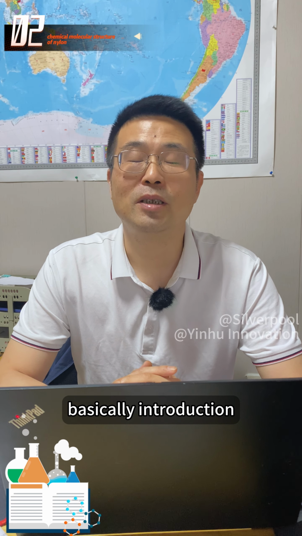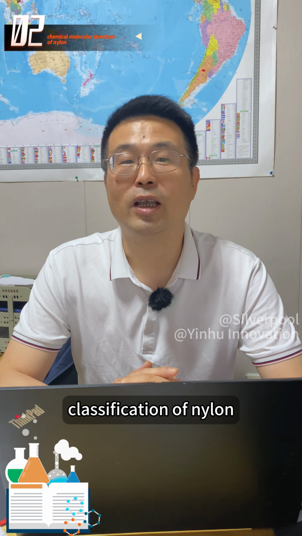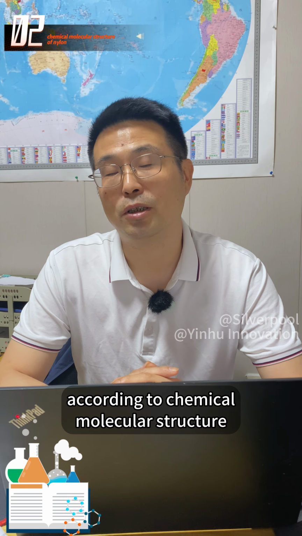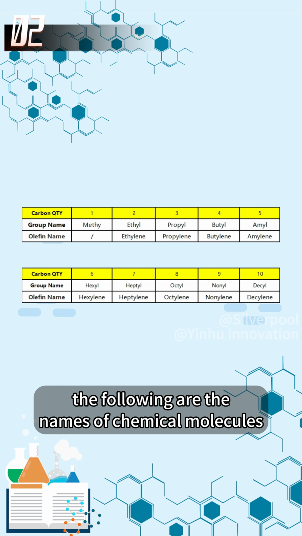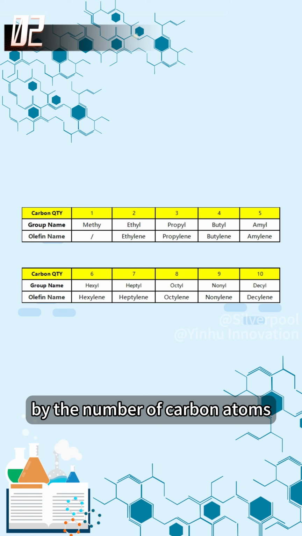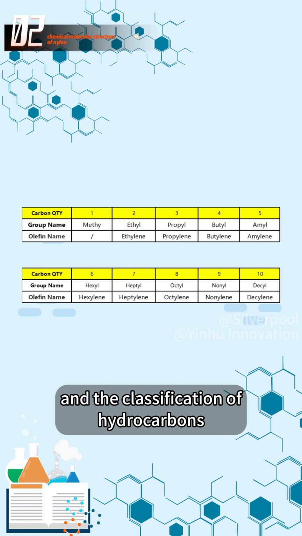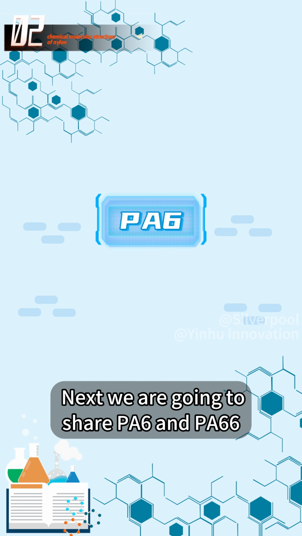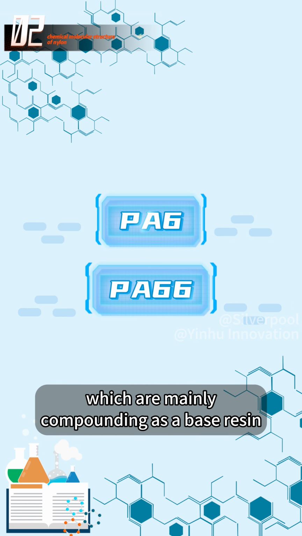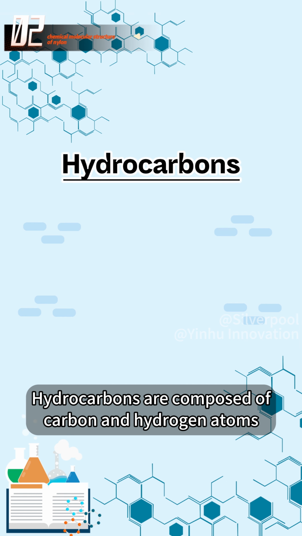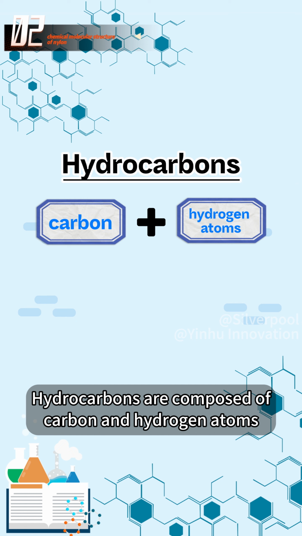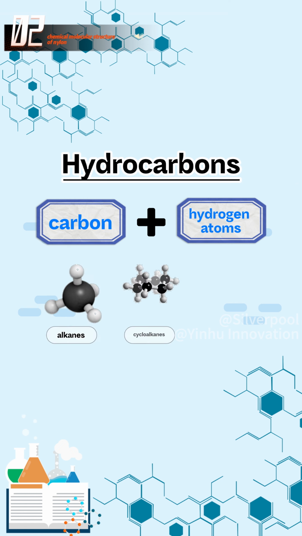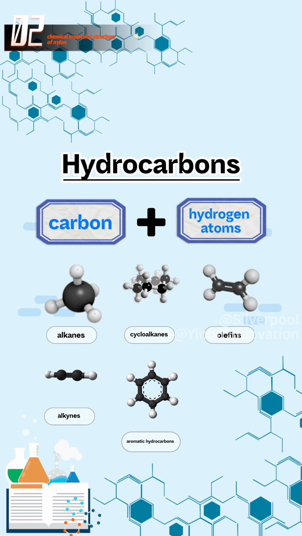That's all for today, basically an introduction to the classification of nylon according to its chemical molecular structure. The following are the names of chemical molecules by the number of carbon atoms and the classification of hydrocarbons for reference. Next, we are going to share PA6 and PA66, which are mainly compounded as a base resin. Hydrocarbons are compounds of carbon and hydrogen atoms, mainly including alkanes, cycloalkanes, olefins, alkynes, and aromatic hydrocarbons.